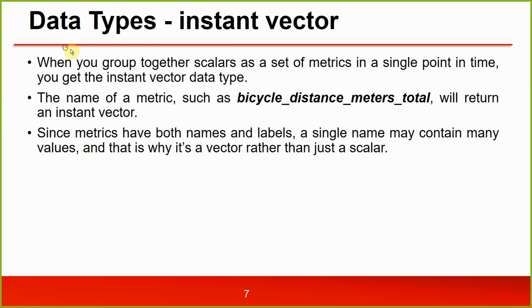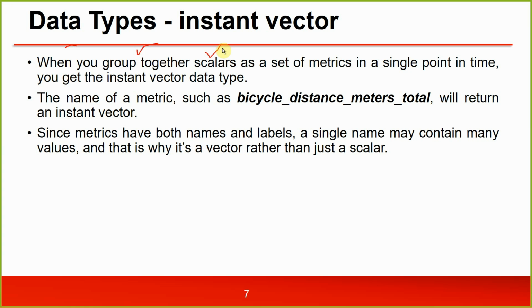Instant vector: when you group together multiple scalars, as I said in the previous example, you asked me and I clarified that. When you group together scalars as a set of metrics at a single point in time, then you get what? You get the instant vector data type.